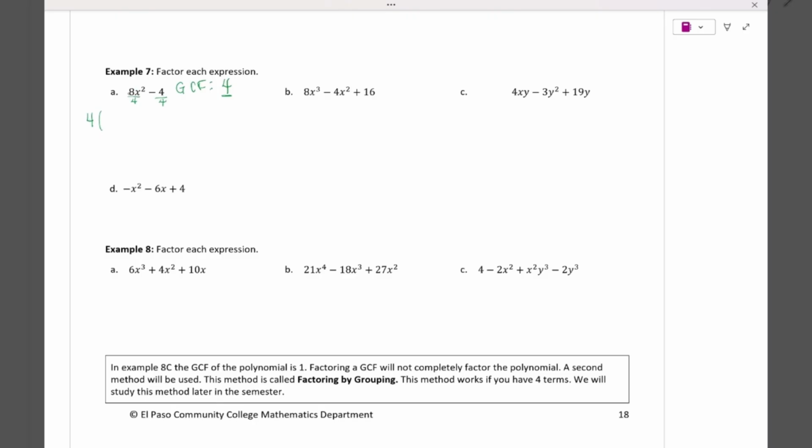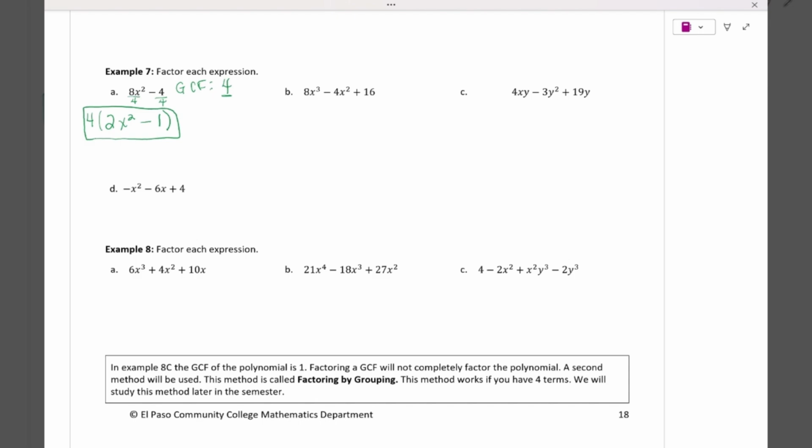So 8x squared divided by 4, well, 8 divided by 4 is 2, and then I have the x squared left. And then I have a minus 4 divided by 4, and 4 divided by 4 is 1. So that's what I get after doing that. Okay, so you find their greatest common factor, and we pull it out, or divide everything by that greatest common factor, and write what's left. Okay, so I'm going to go ahead and skip to part C now. Let's look at that one.